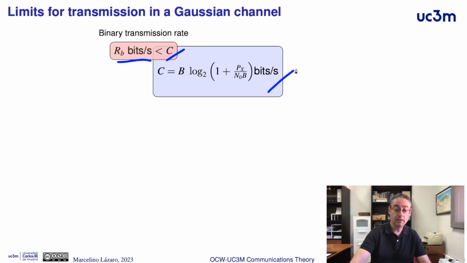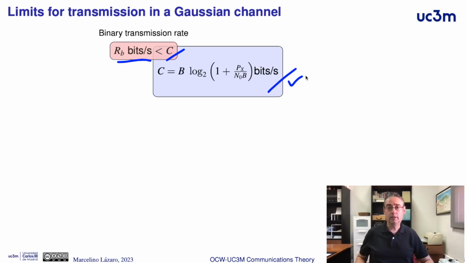And this capacity is the product between the bandwidth in hertz of the transmitted signal, B, and the logarithm of 1 plus the ratio between the signal power Px and the noise power N0 times B. And in this case, we have assumed that at the receiver, an ideal filter is used to limit the noise power, an ideal filter with bandwidth B hertz.